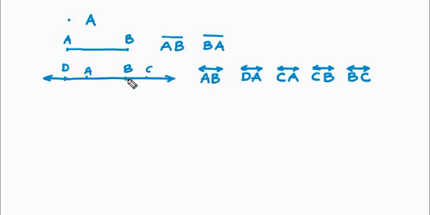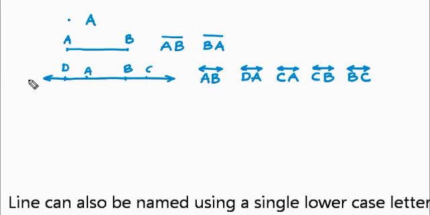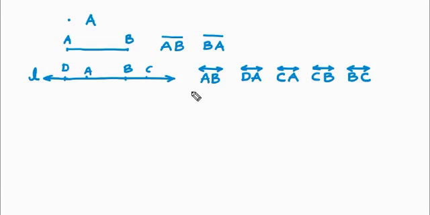There is one more method of naming a line. We can also give a lowercase letter, a single letter. For example, let's say I've used L. So in this case, this line can be called line L. So a single lowercase letter also can be used to name the line.